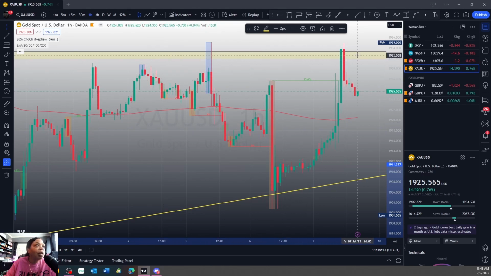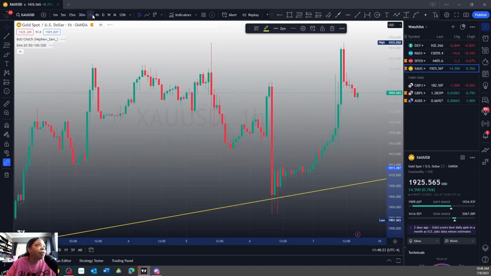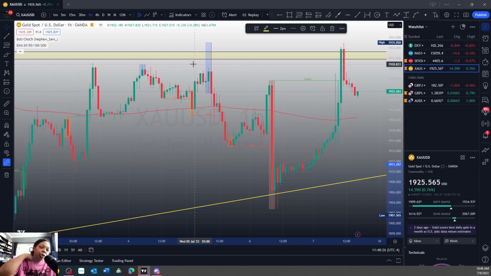I would closely pay attention to the candlesticks that closed above. It looks like it's trying to form a reversal. There was a change of character on the 1-hour, so let's just keep an eye out.